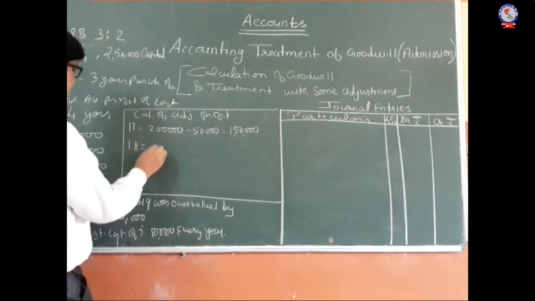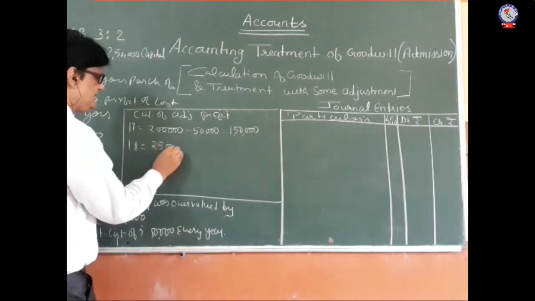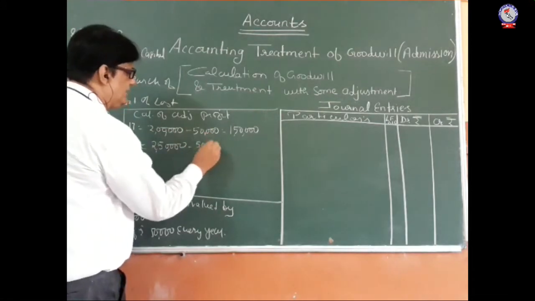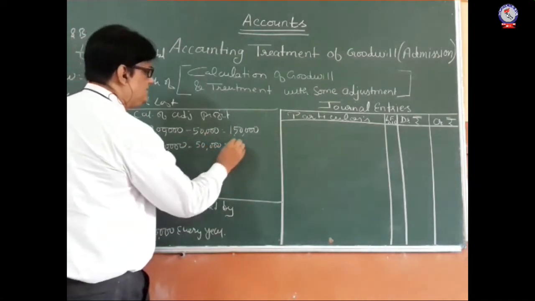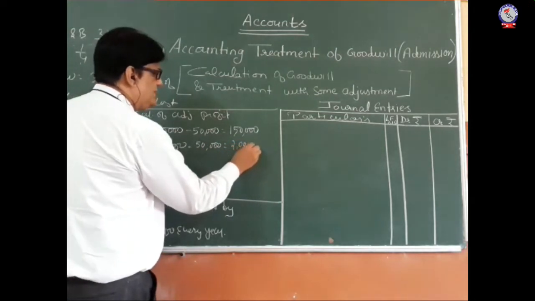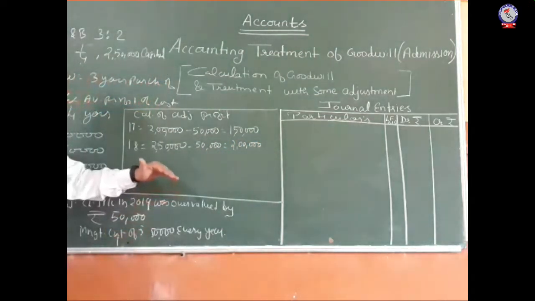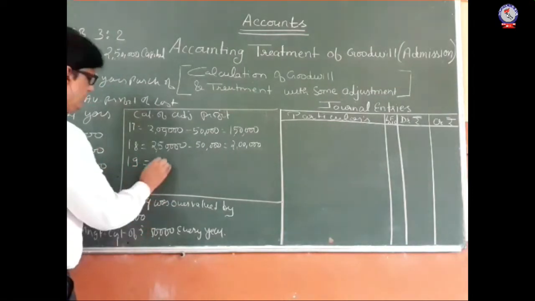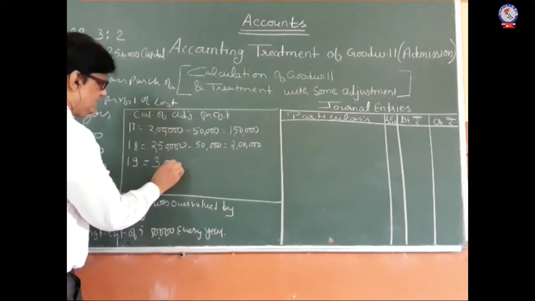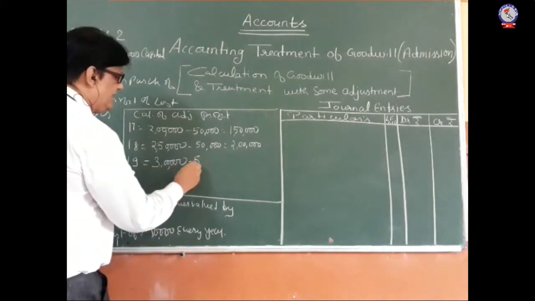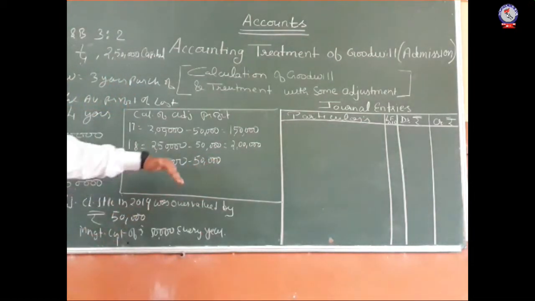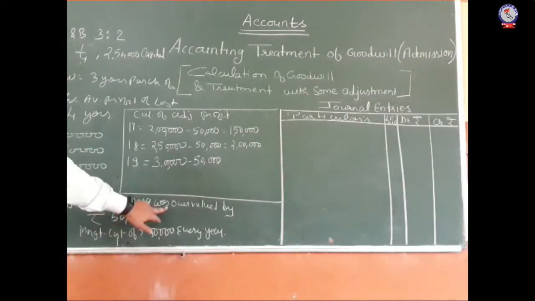Profit for 2018 was 2,50,000 rupees, minus management cost 50,000, so this becomes 2 lakh. In these 2 years, we have to give the adjustment of management cost. Then comes 2019, the total profit was 3 lakh rupees. Management cost again we have to subtract, that is 50,000. And then it was said that in 2019 the closing stock was overvalued by 50,000.